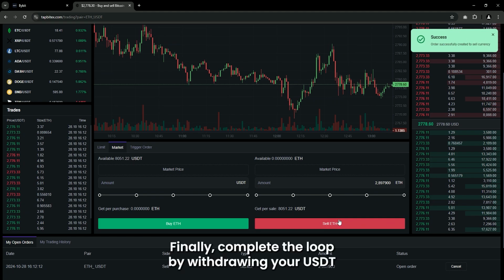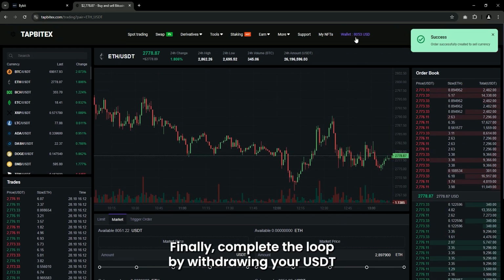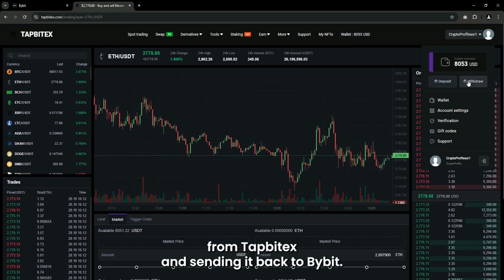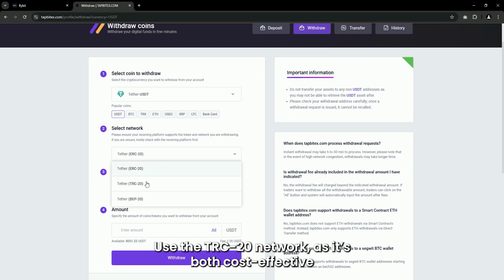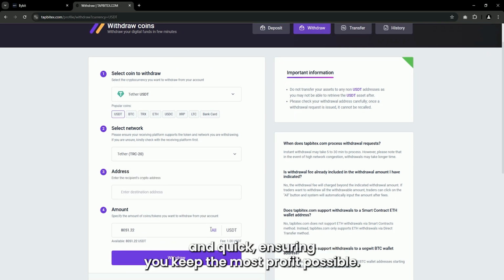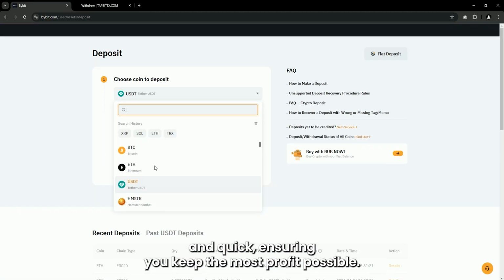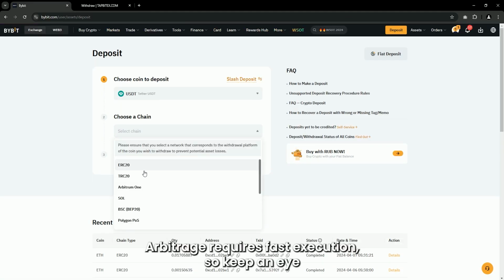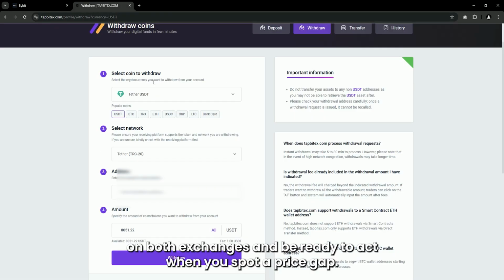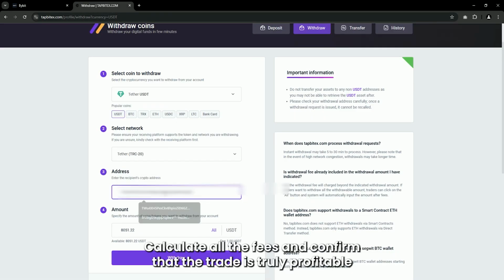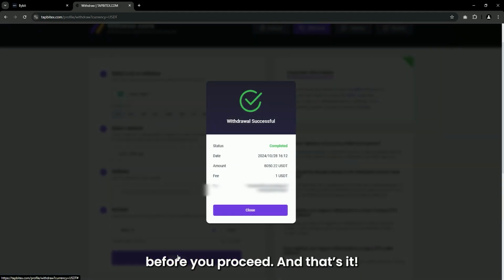Finally, complete the loop by withdrawing your USDT from Tapatex and sending it back to Bybit. Use the TRC20 network, as it's both cost-effective and quick, ensuring you keep the most profit possible. Arbitrage requires fast execution, so keep an eye on both exchanges and be ready to act when you spot a price gap. Calculate all the fees and confirm that the trade is truly profitable before you proceed.